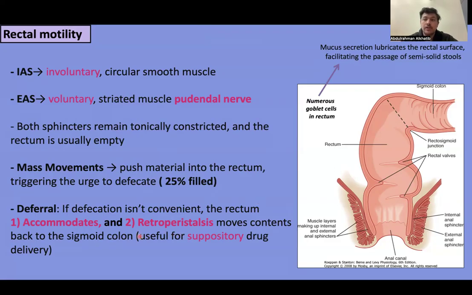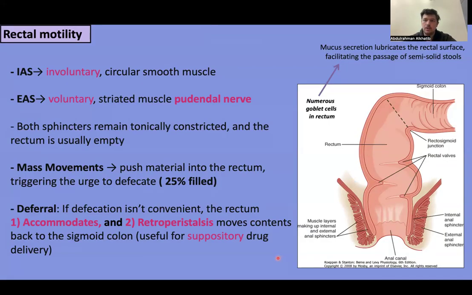Now, the second thing is retroperistalsis. What retroperistalsis does is push the material from the rectum into the sigmoid colon, allowing for temporary storage. Retroperistalsis has two advantages. First of all, it can push the material from the rectum into the sigmoid colon, promoting a temporary storage of the fecal material. Second of all, it's useful for suppository drug delivery. In this type of drug delivery, there are some advantages because it's delivered via the anal canal.